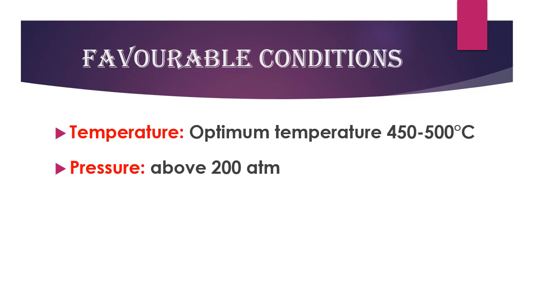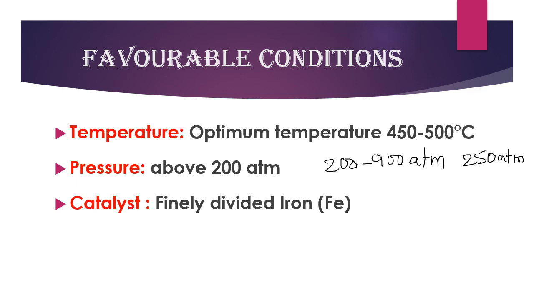See, the pressure range is from 200 to 900 atm, so you can choose any pressure between these two. Usually the ideal pressure we take is 250 atmosphere. Then what do you need? We need a catalyst, that too a finely divided iron catalyst. Sir, what happens if I take an iron rod and put it? Then there is no reaction or very little reaction. Then why do we need to make it finely divided, means powder form?